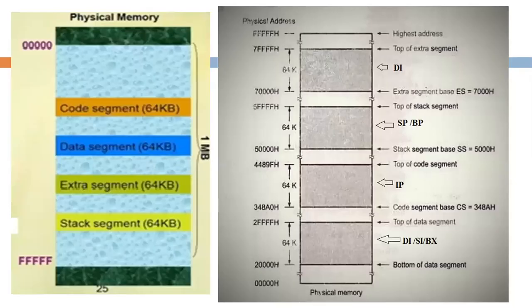So this is the memory layout of 8086. The size is 1 MB. The 1 MB is segmented into 4: code segment, data segment, extra segment, and stack segment. On the right hand side, we are having the code segment register with its offset IP, the data segment register with its offset, the stack segment register with its offsets SP and BP, and the extra segment register with its offset, the destination index.